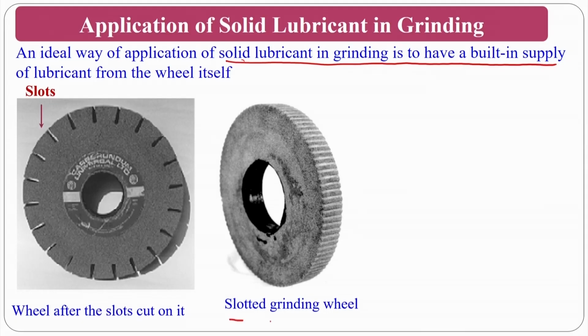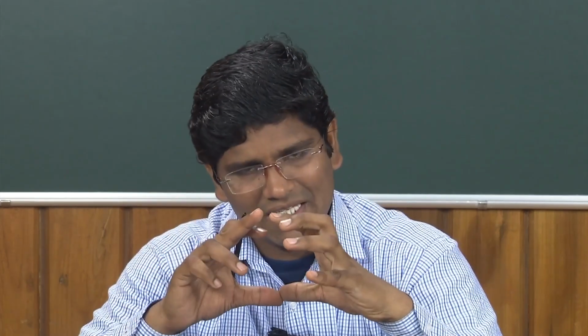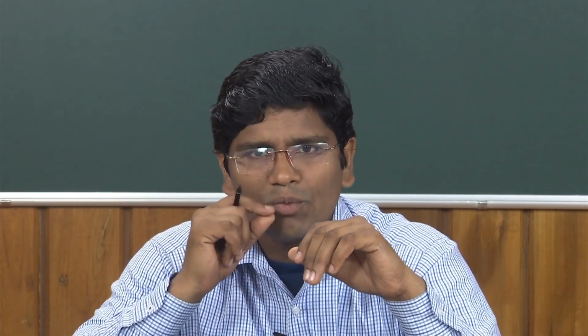Okay, slotted grinding wheel: you can go for this type of grinding wheel or this type of grinding wheel, and you can use the solid lubricant. As I said, a normal example is MoS2, CaF2, calcium difluoride, and tungsten disulfide also people will use. These are particles commercially available in the market. You can purchase them if you are interested, and you can even send them along with high pressure air. So you need not worry about providing the slots.